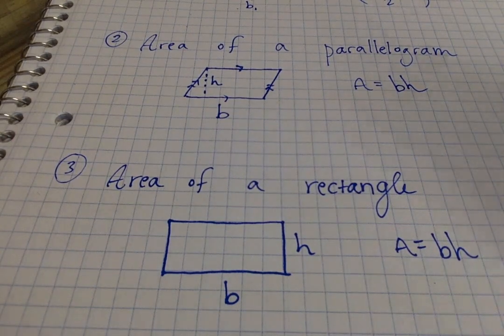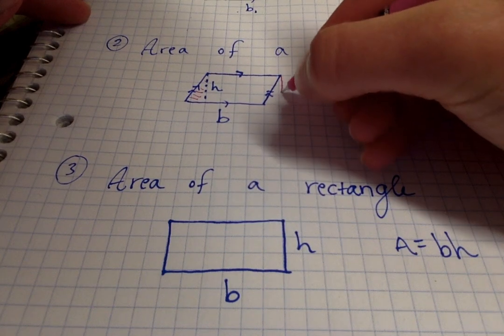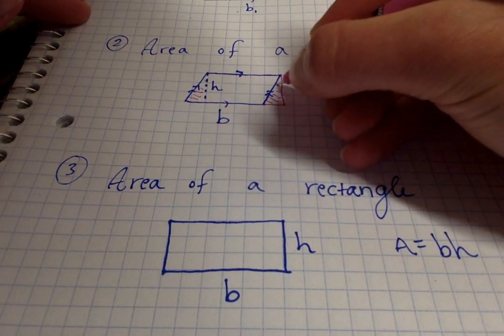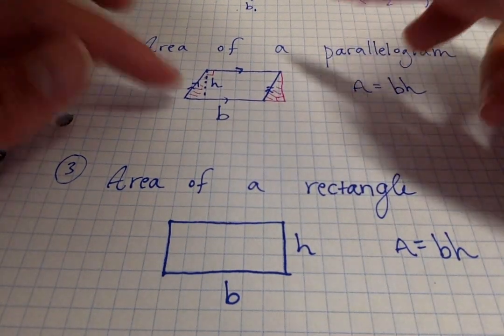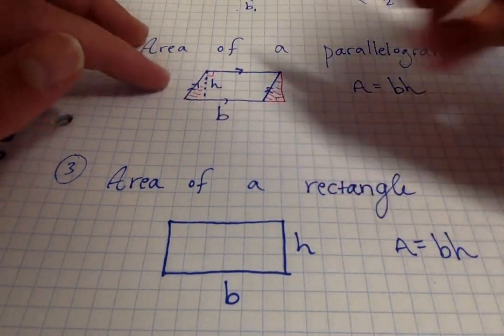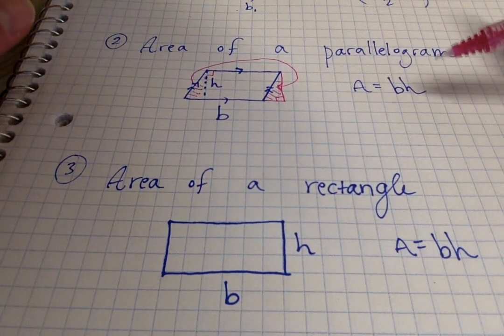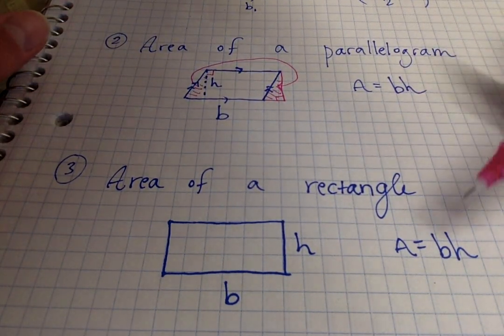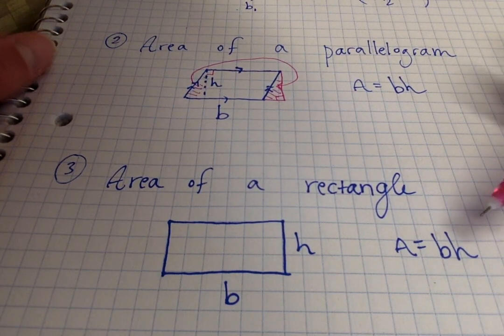Because if I took my parallelogram and I took this shaded area and I moved it here, what I would actually have is a nice rectangle of the same base and height. So I'm taking this area, I'm moving it over here. That is why the area of a parallelogram and the area of a rectangle have the same exact formula. So I just want to make sure we understand why that was.